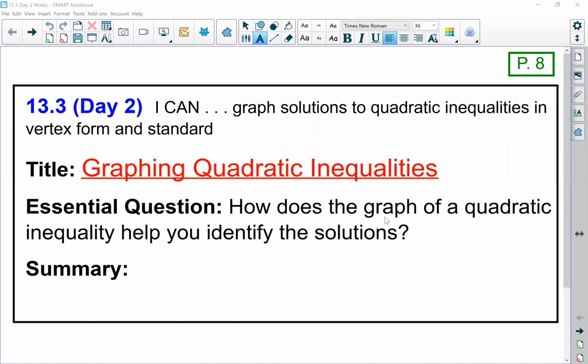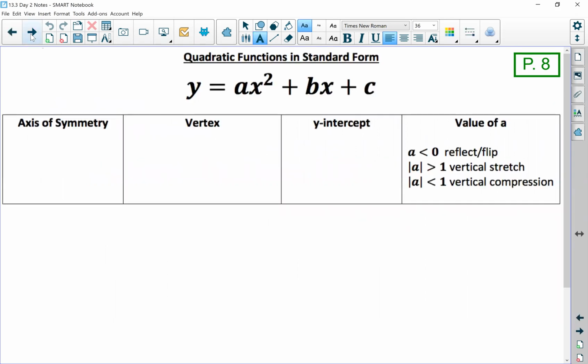So today we're going to continue with quadratic inequalities. The difference today, they're not going to be in vertex form. So page 8 in your notes. And here we go. So again, standard form: y equals ax squared plus bx plus c.